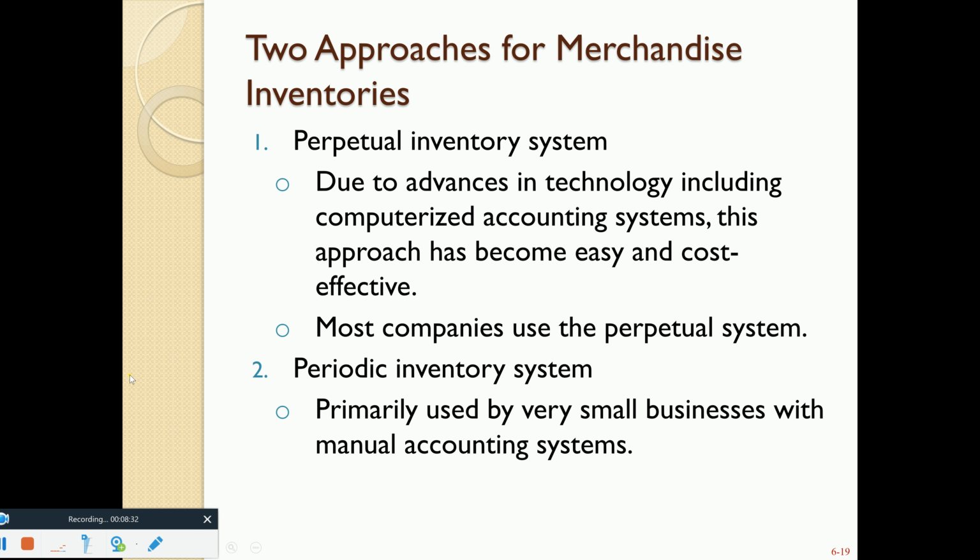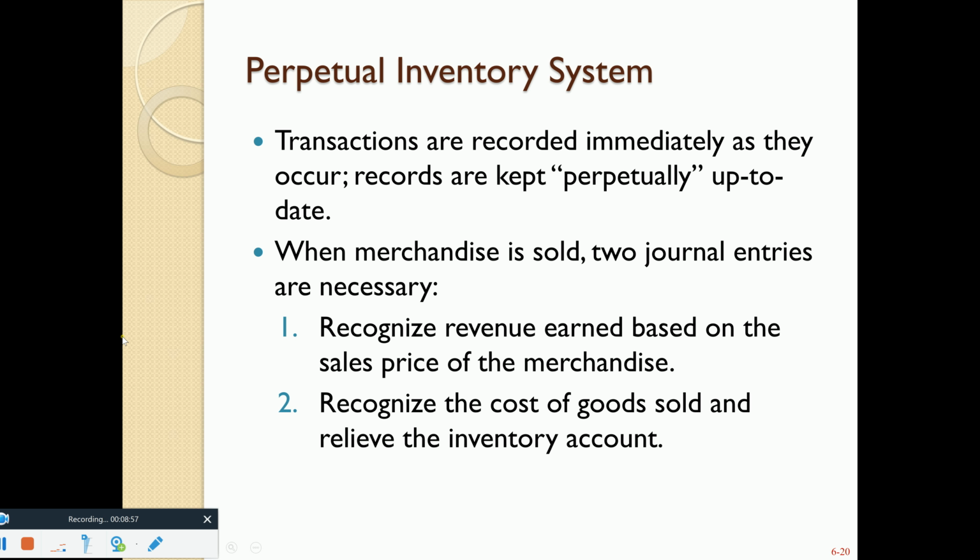Okay, there are two ways that we can account for a merchandising company's inventory. The first way is called the Perpetual Inventory System, and the second way is called the Periodic Inventory System. I have to say, in today's technological day and age, most companies use the Perpetual System. Let me explain the Perpetual Inventory System first.